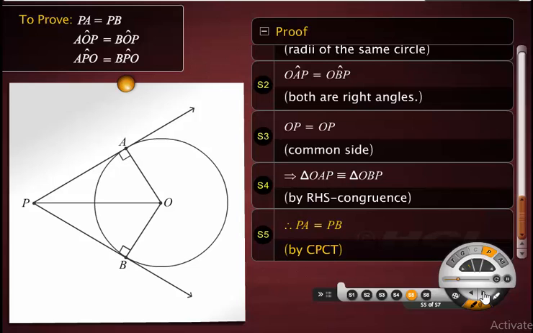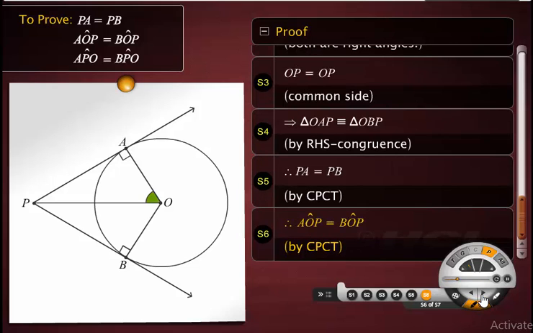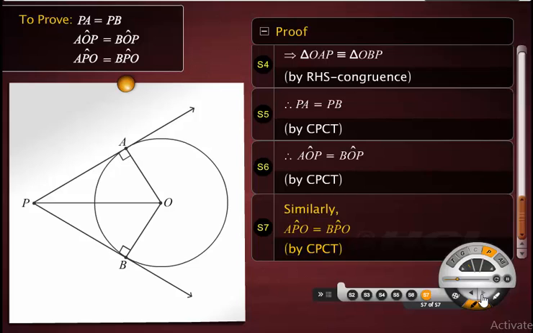Therefore, by corresponding parts of congruent triangles, PA is equal to PB. Also, angle AOP is equal to angle BOP by corresponding parts of congruent triangles. Similarly, by corresponding parts of congruent triangles, angle APO is equal to angle BPO.